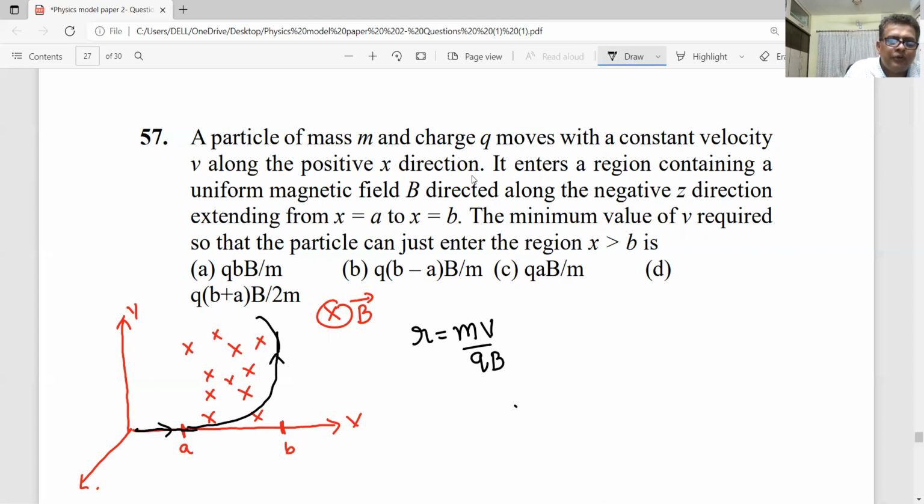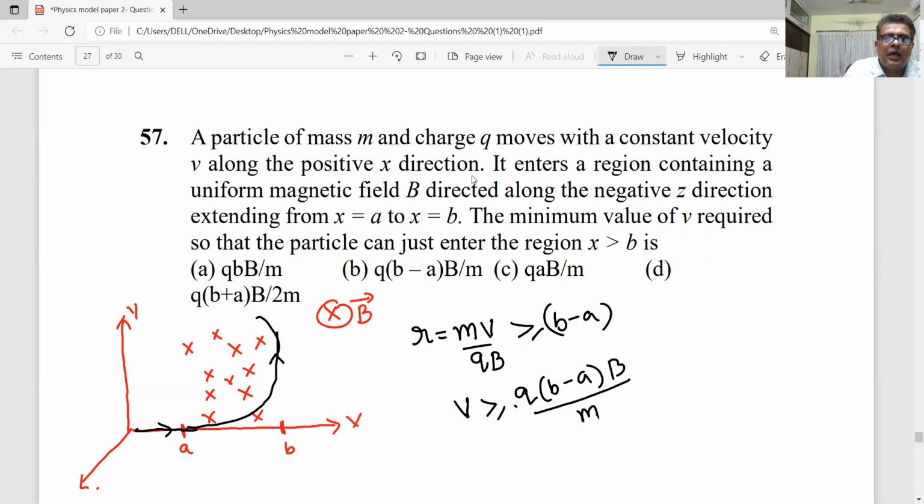Now you're telling me that it should be equal to b minus c. That's it, b minus c. You cannot go beyond b. You have to turn just like this. Now what is v then? V is greater than or equal to, dear students, understand, q into b minus a into B divided by m.